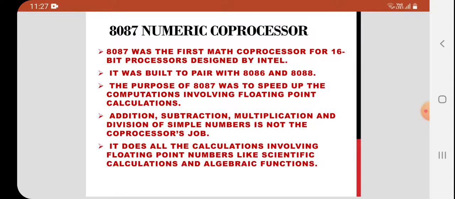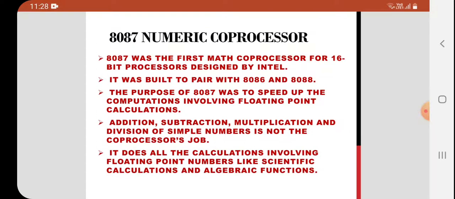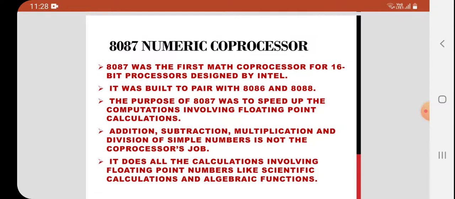And the coprocessor we are going to see is 8087, a numeric coprocessor which handles huge floating point manipulations. It is the first math coprocessor designed mainly for 8086, made by Intel. It is paired with 8086, and as I said earlier, it speeds up computations involving floating point manipulations. It does not do simple manipulations such as addition and subtraction; it involves the scientific and algebraic calculations of floating point numbers.